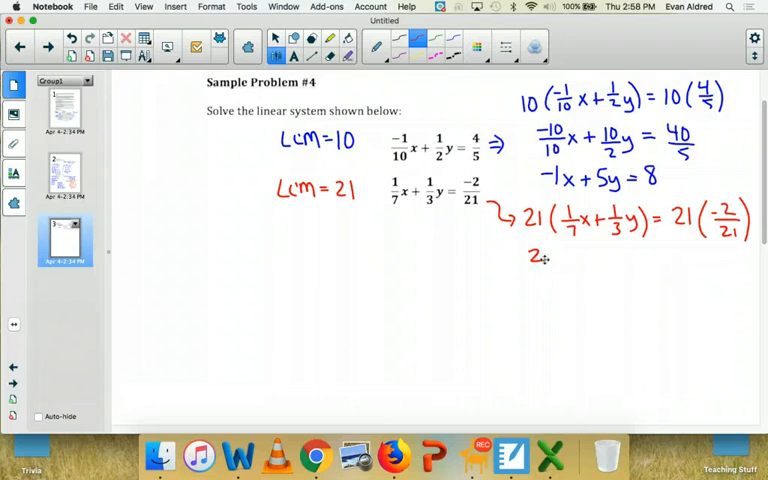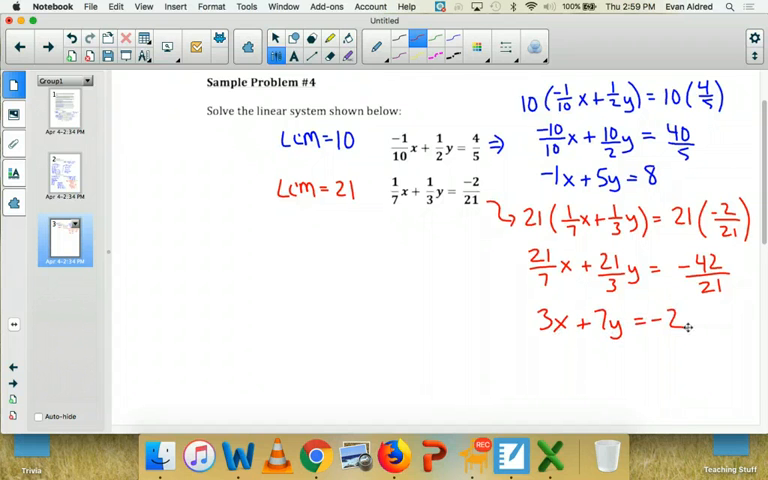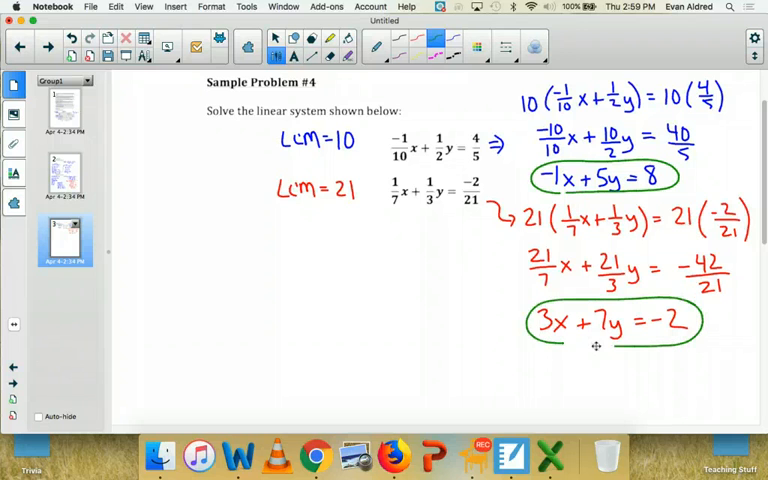21 times 1/7 x is 21 over 7x. 21 times 1/3 y is 21 over 3y. And 21 times negative 2 over 21 is negative 42 over 21. Well, now let's reduce. 3x plus 7y equals negative 2. And now we have these two nice equations that we can use in order to solve our linear system. So let's do that now.